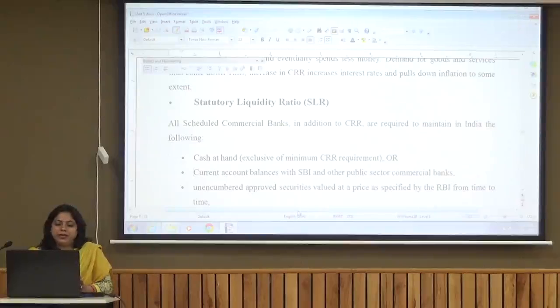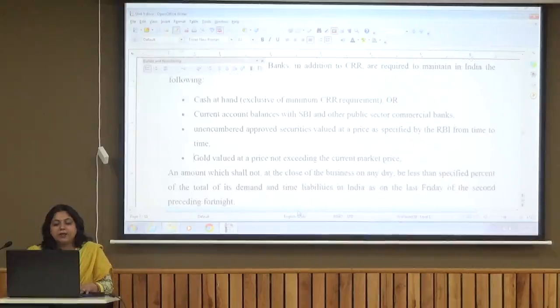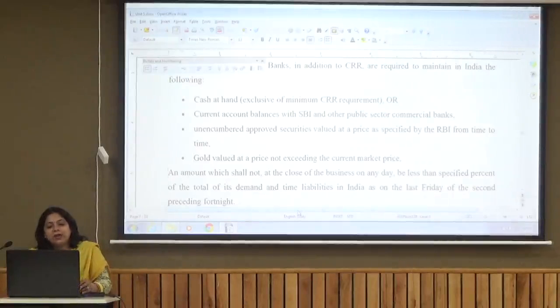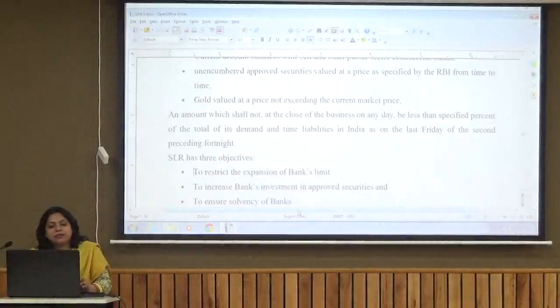How are they going to maintain it? Again, the list has been given by RBI to those banks to maintain their SLR in different forms, like cash at hand, current account balances with SBI and other public sector commercial banks, then gold valued at a price not exceeding the current market prices. There are a certain number of securities which will be counted in the list of SLR to be maintained by commercial banks with RBI.